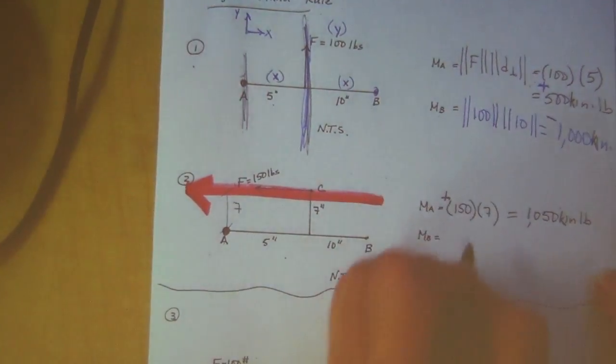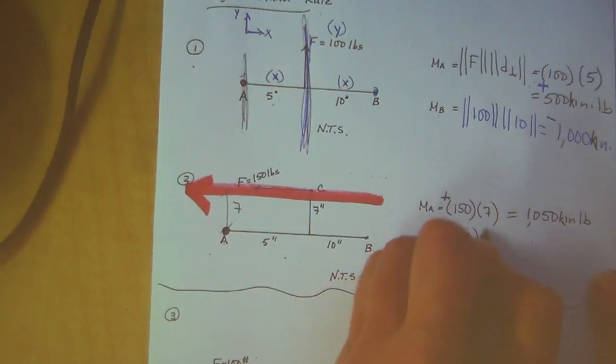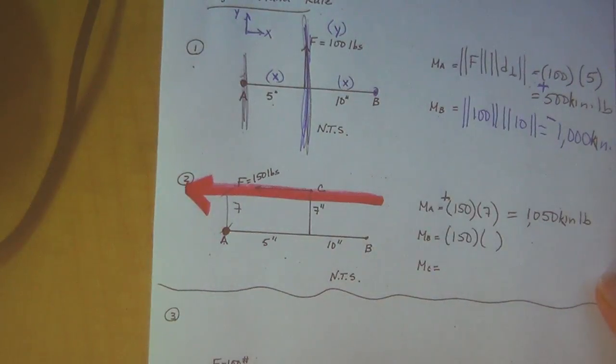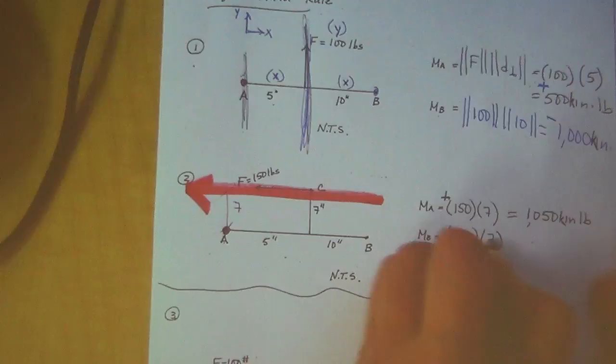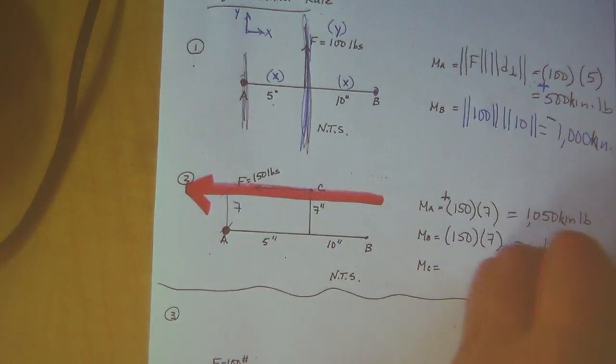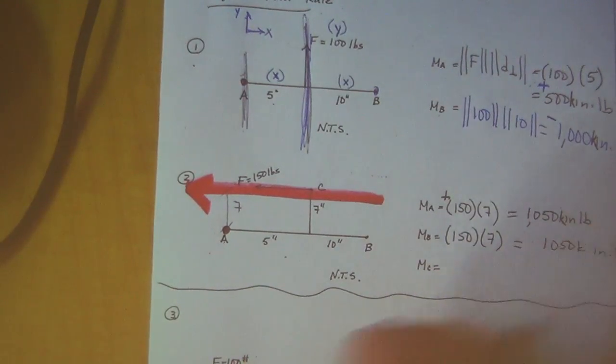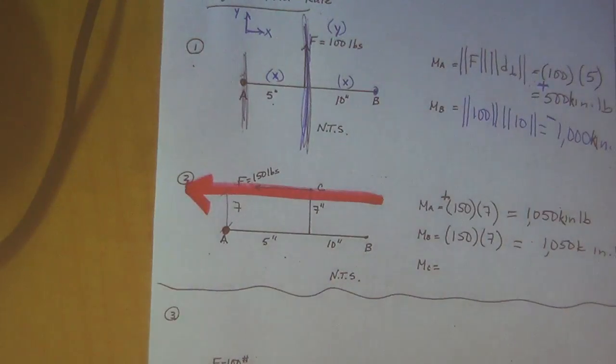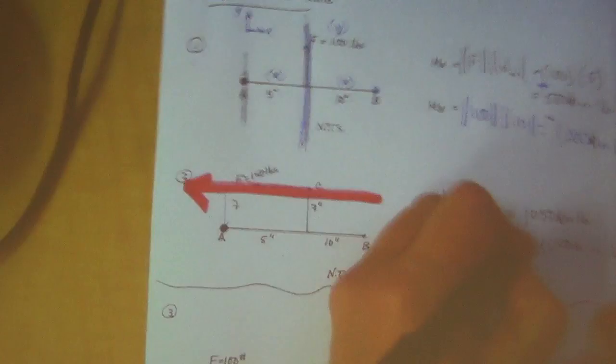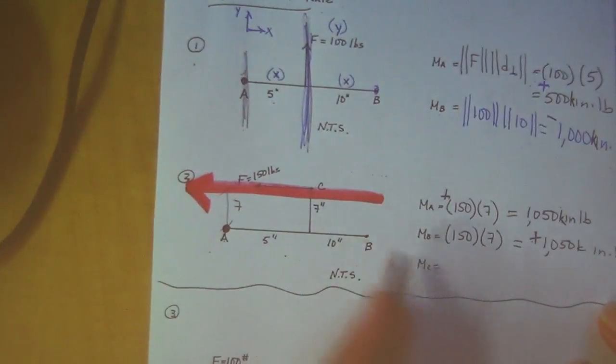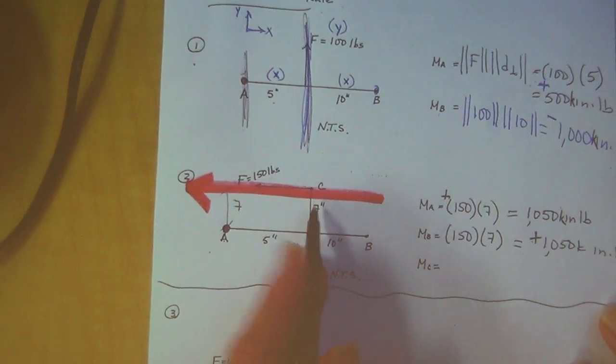Okay, B. The force is still 150. What's the perpendicular distance between B and the force? 7 again. 1050 K, inch-pound. Positive or negative? Fingers go in the direction of the force. Palm goes towards B. It's positive. And the moment about C is? And why?